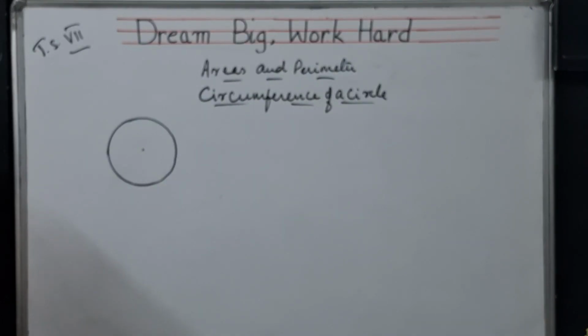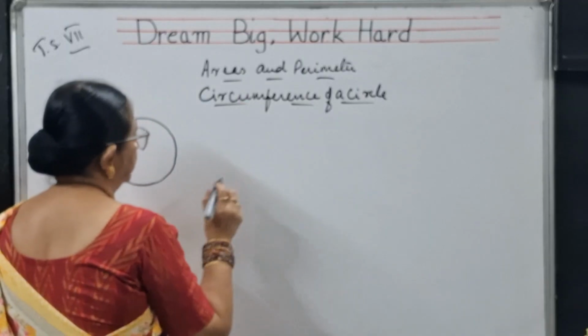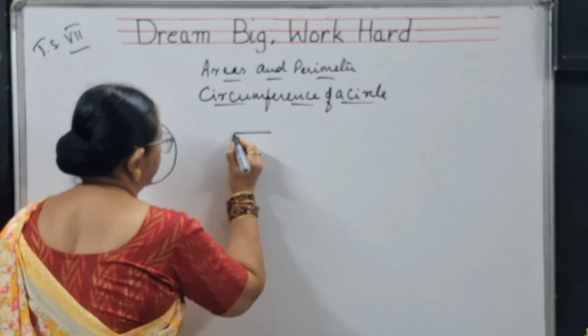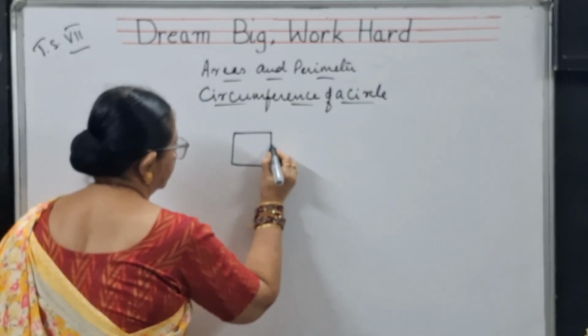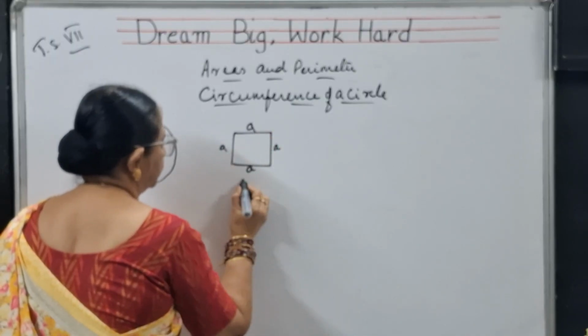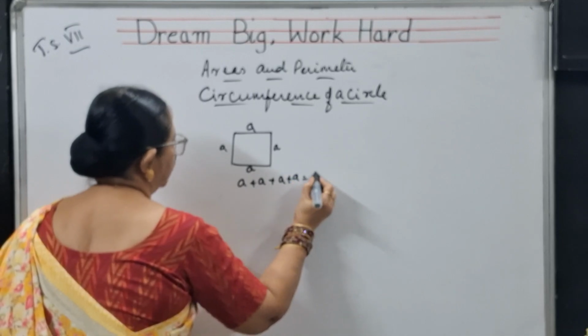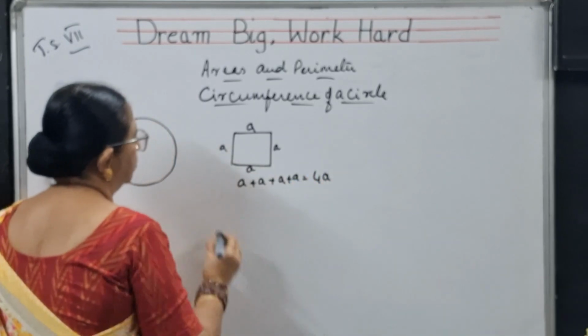I'm now dealing with 7th class maths, area and perimeter. In this area and perimeter chapter, now we are going to talk about the circumference of a circle. Circumference is nothing but a perimeter. Perimeter means, if you have a square, each side is a units. So if you join a plus a plus a plus a, 4a is called the perimeter.